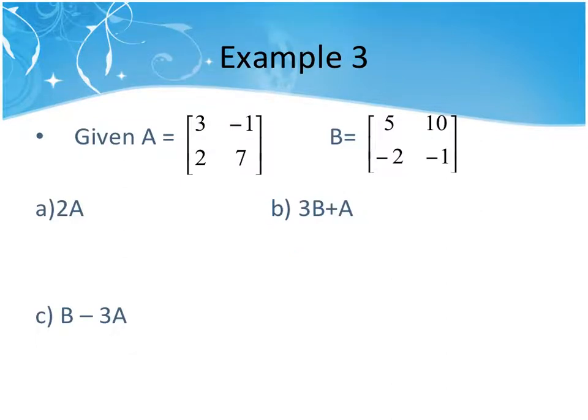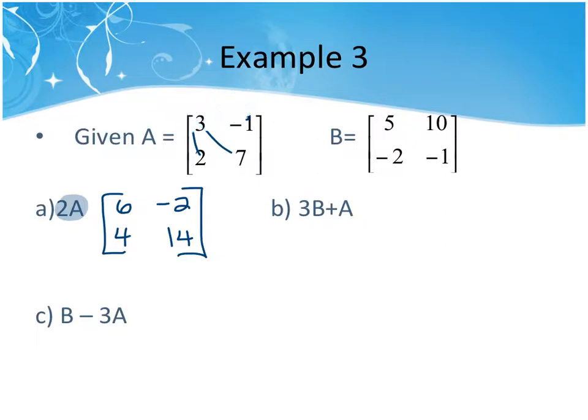This last example gives you two matrices, A and B, and then you're performing different operations on those matrices. So if you look at A, it says 2 times A. So I'm going to just take 2 and multiply it in on all the different entries in A. So 2 times 3 is 6. 2 times negative 1 is negative 2. 2 times 2 is 4. And 2 times 7 is 14.